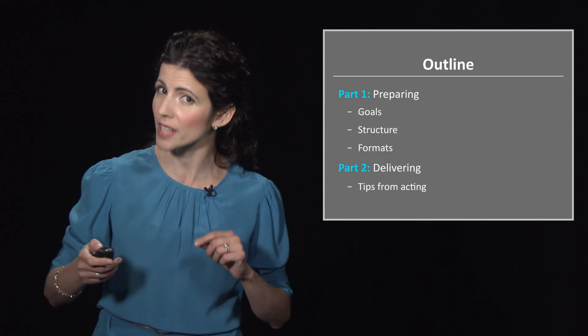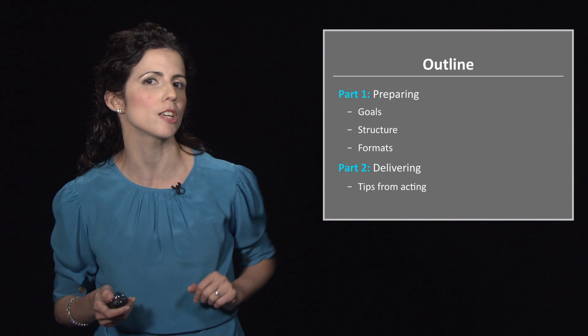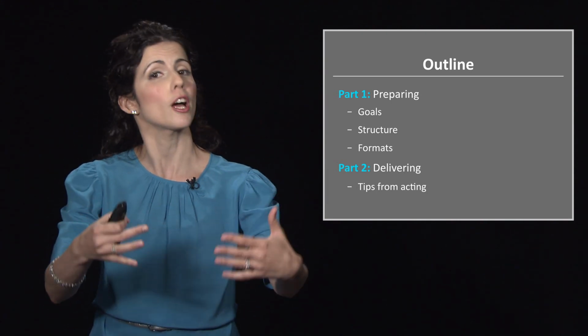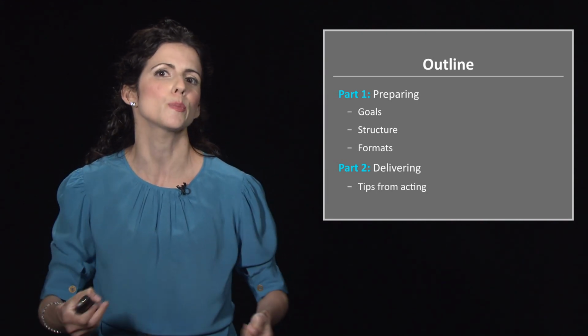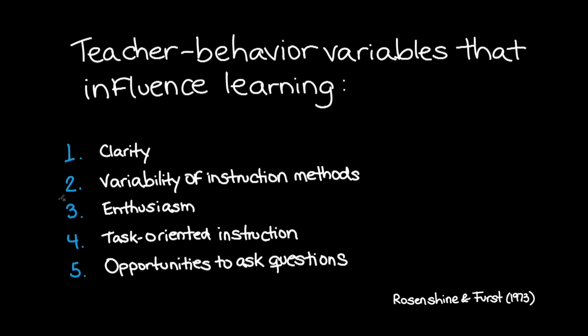Acting and teaching have some common features. They both involve persuasive communication. When we present in front of a classroom, we're in many ways performing in front of our students. As we have already mentioned, the third most important teacher behavior variable identified by Rosenshine and Furst was enthusiasm. How many of us have attended a lecture on an interesting subject where the speaker's monotone voice has made the subject completely uninteresting?